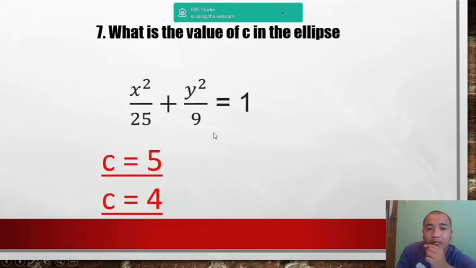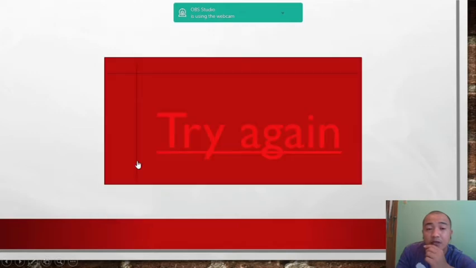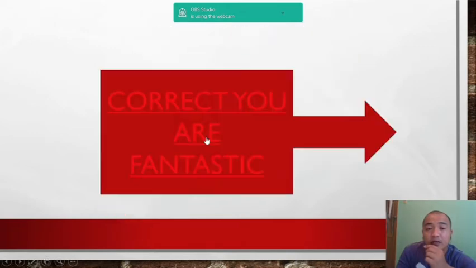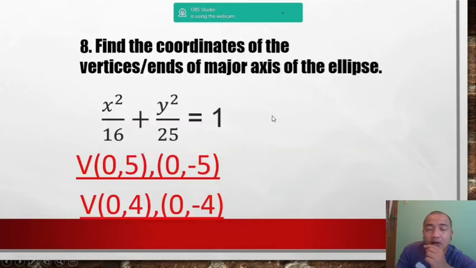And next item. What is the value of c in the ellipse? x squared over 25 plus y squared over 9 equals 1. So, c in the ellipse is equal to the square root of a squared minus b squared, right? Square root of 25 minus 9 is 16. Square root of 16 is 4. Okay? If 5 is your answer, wrong. Should be 4, right? You are fantastic. Next, find the coordinates of the vertices or ends of the major axis of the ellipse. Again, this is case 2. Your a is 5. So, 0, 5 and 0, negative 5 is the correct answer.